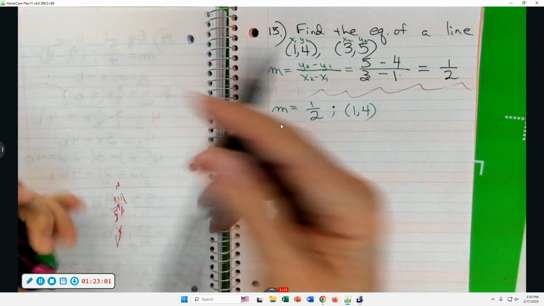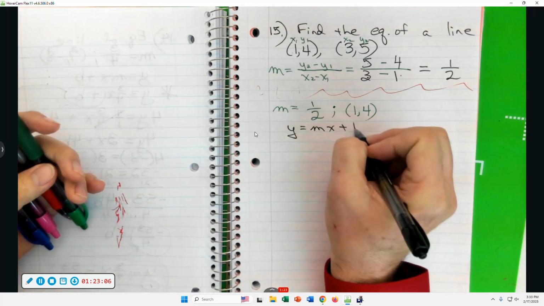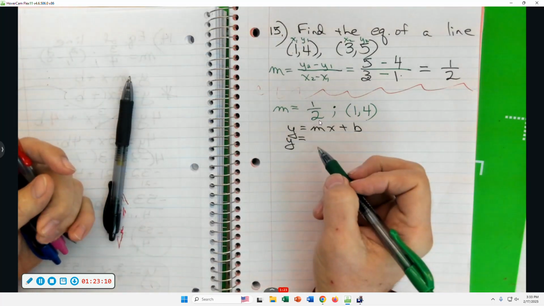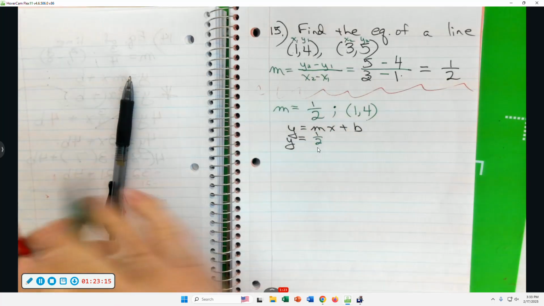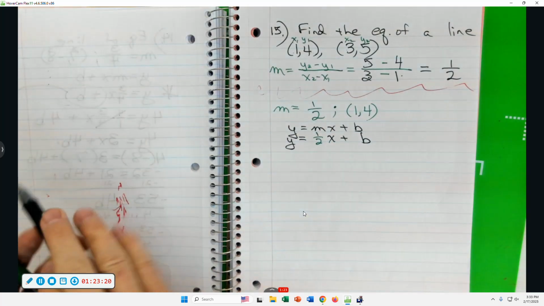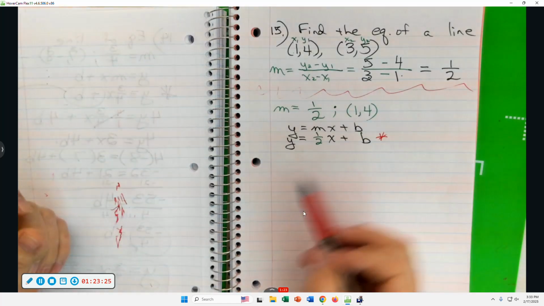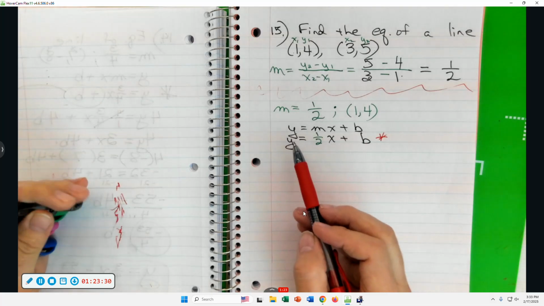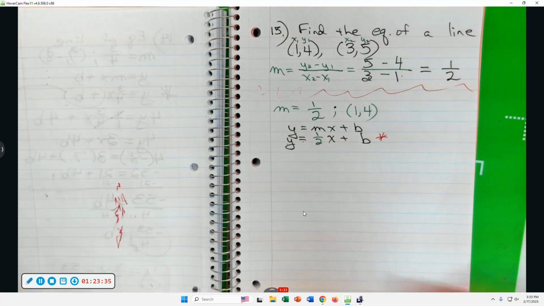We know y equals mx plus b. Okay, I'll replace that m with the 1/2, so y equals 1/2 x plus b. My final answer is going to be in this form. I'm going to find b, and then the final answer will be y equals 1/2 x, and we'll replace that plus b with whatever number we find.